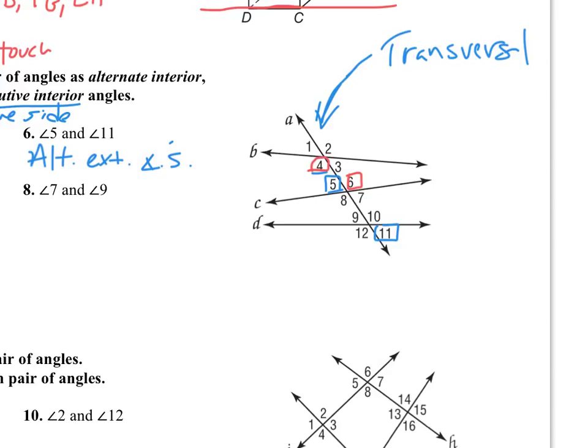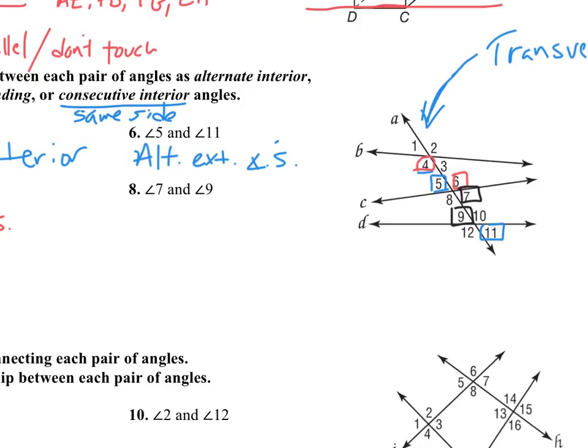Then let's take a look at angles 7 and 9. What I notice about those is that they're in between C and D, so they're on the interior, and then they alternate on either side of the transversal. So I'm going to call those alternate interior angles. So those are alt interior angles. Okay, that's that.